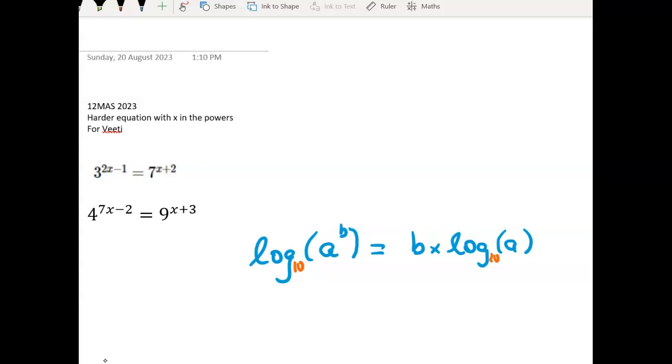Okay, so in this whole video, there won't be any bases for the logs. And if you're doing it on your calculator near the end, you're just going to use the log button, which is implicitly the log to base 10. All right, let's look at the first one.